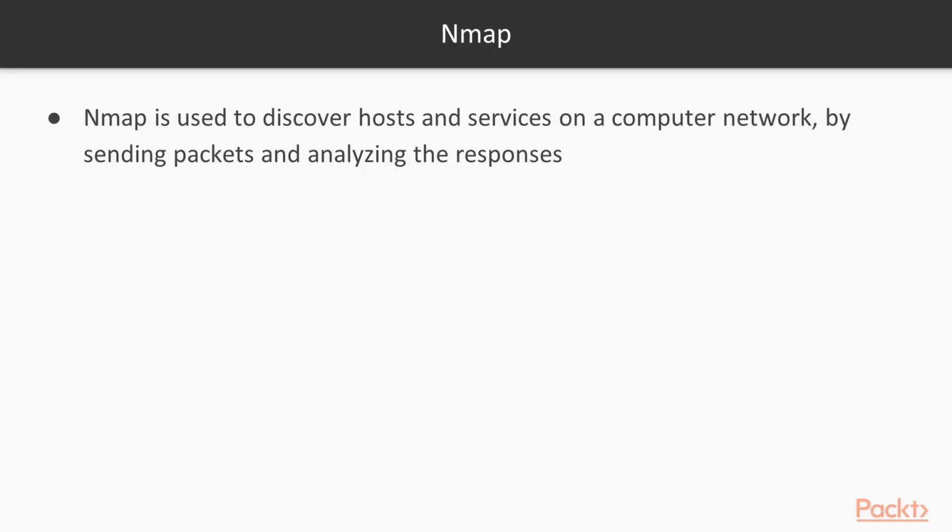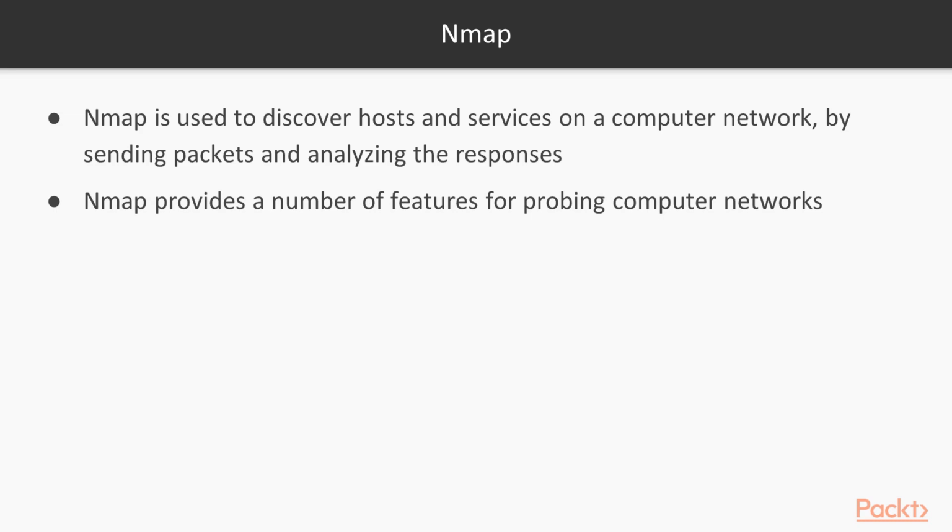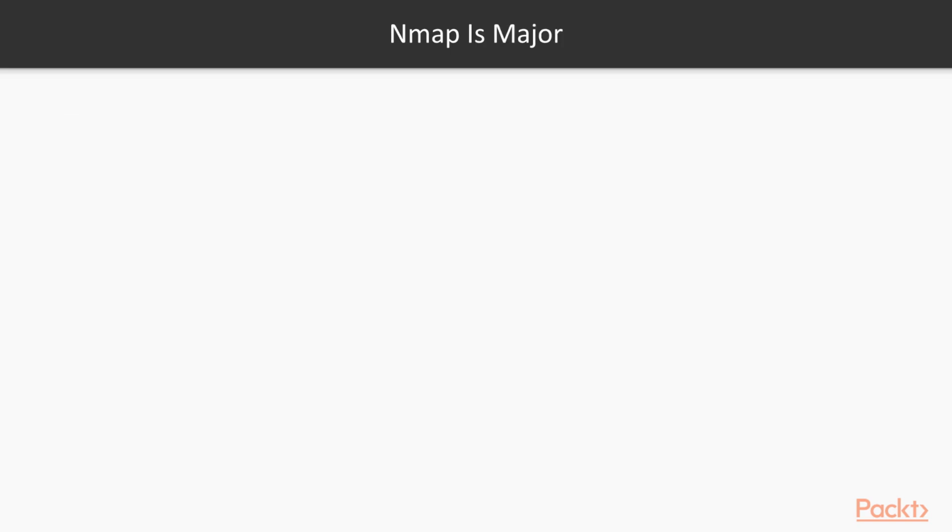Nmap is used to discover hosts and services on a computer network by sending packets and analyzing the responses. Nmap provides a number of features for probing computer networks, including host discovery and service and operating system detection. Nmap is a major thing in penetration testing. It's the most important step that every pen tester needs in his daily tasks.